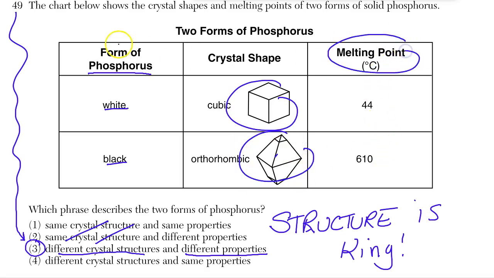Melting point and the color of these are physical properties. And you change the physical and the chemical. In this case, the physical structure is king. Different structures, different properties. It's listed right there. So even if you didn't know structure is king, you should be able to deduce that by the information given. Number 49 is 3. On to 50, and the last multiple choice question.